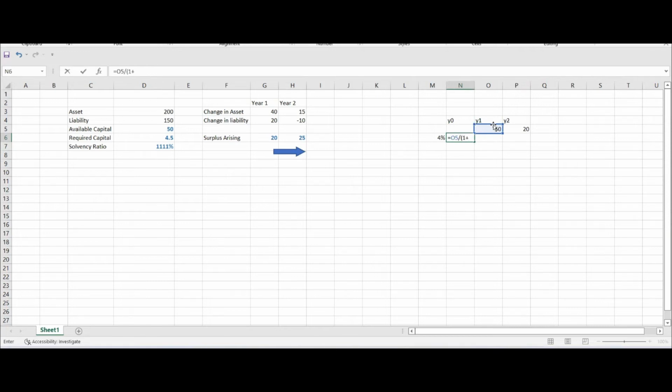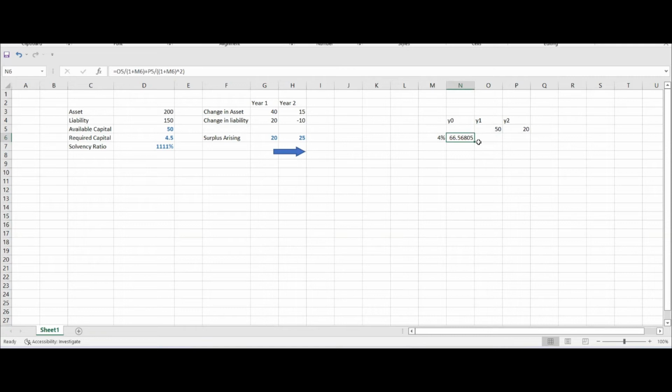1 plus this, plus this one, 20, divided by, I have to give two brackets, which is 1 plus this to the power 2, right? Because it is being discounted for 2 years, right? So this is the liability.